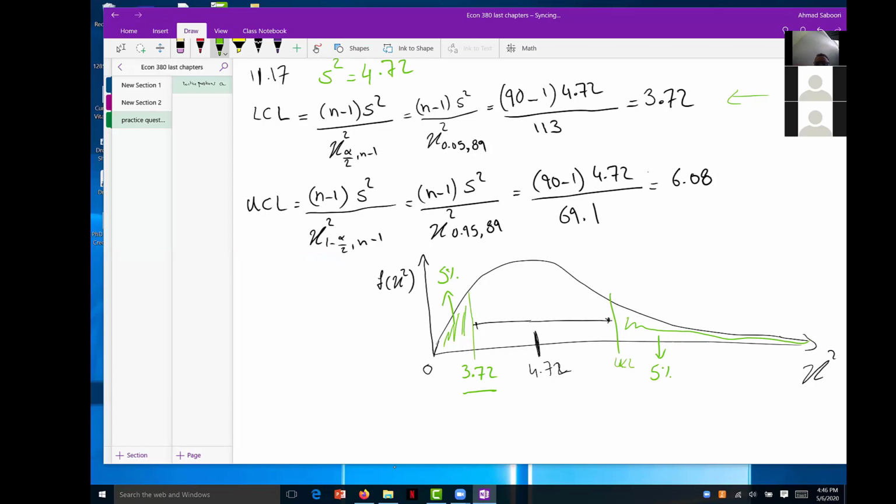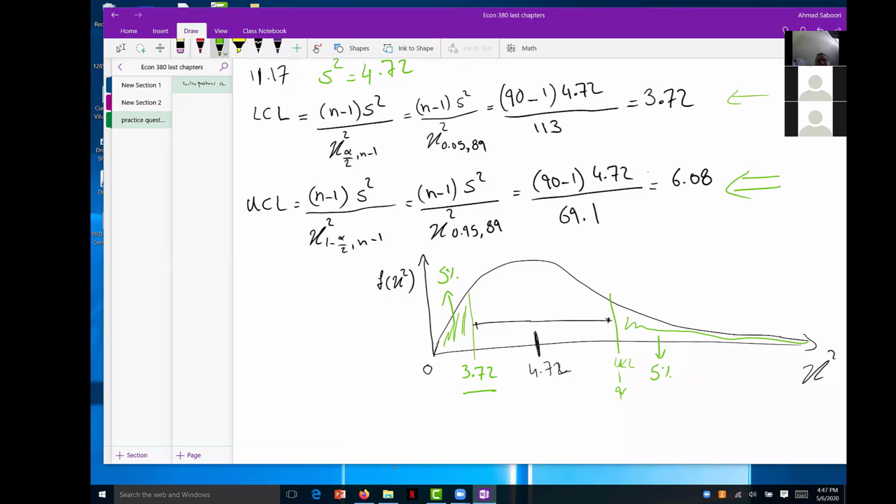And then we do the same thing for the upper, and that's happening here. Again, we use the same formula. However, in the bottom, instead of taking the value for chi-squared of alpha half, we take the value of chi-squared of 1 minus alpha half. So if alpha was 10%, here we took 5%, we have to take here 95%, right? Which means essentially we are cutting off the right tail, the 5% on the right tail. So plugging in those values, degree of freedom is 89.